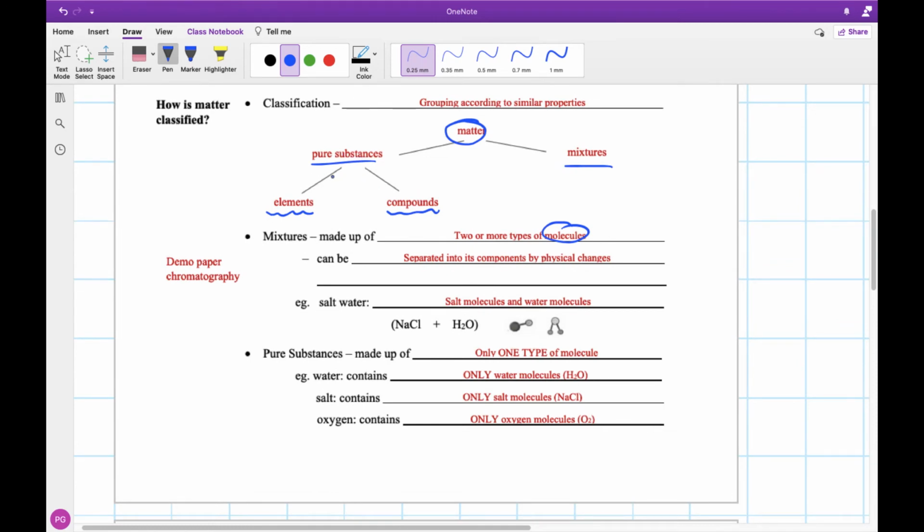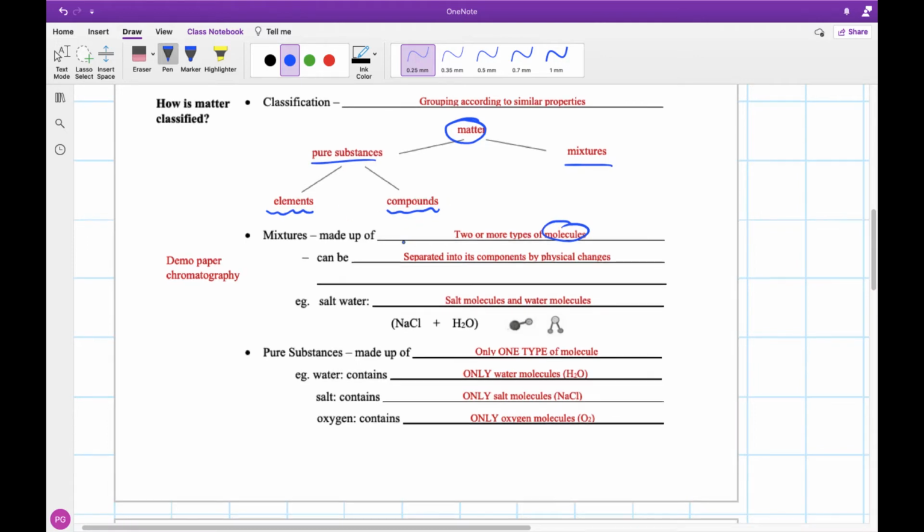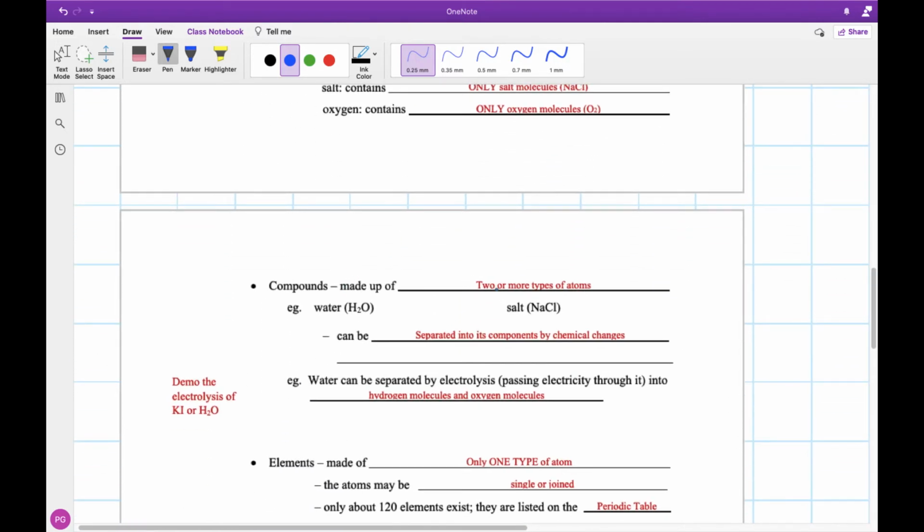So once we're in our pure substances, just one type of molecule, we have 2 different subtypes. Compounds are made up of 2 or more different types of atoms. So here we have hydrogen atoms and oxygen atoms. That's a compound. In salts, we have sodium and chlorine atoms. These can be separated into components by chemical changes. So there's different ways that we can do this. For example, water can be separated using something called electrolysis. Basically, you pass electricity through it, and the hydrogen and oxygen will split.